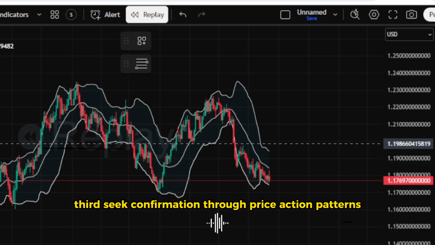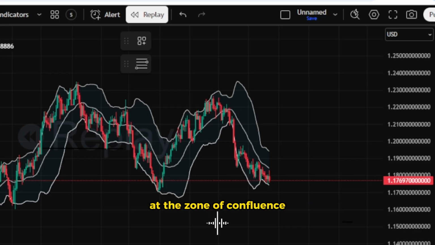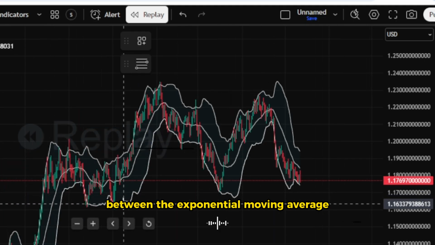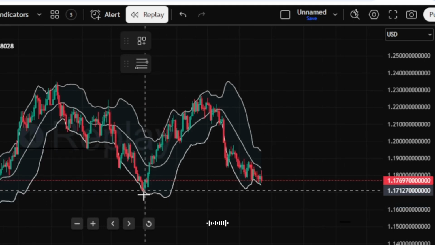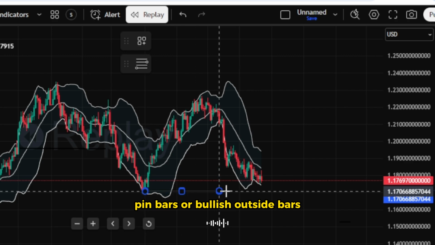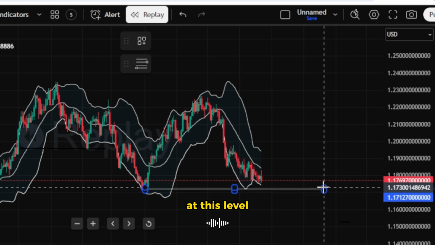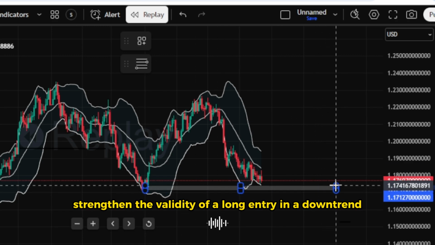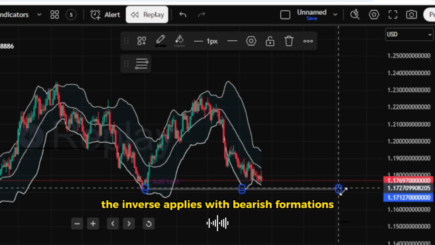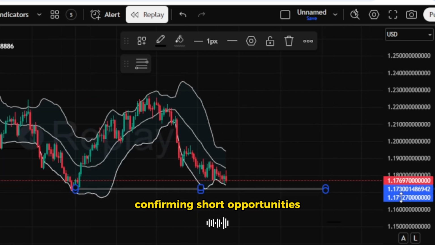Third, seek confirmation through price action patterns at the zone of confluence between the exponential moving average and the middle band. Bullish engulfing candles, pin bars, or bullish outside bars at this level strengthen the validity of a long entry. In a downtrend, the inverse applies with bearish formations confirming short opportunities.